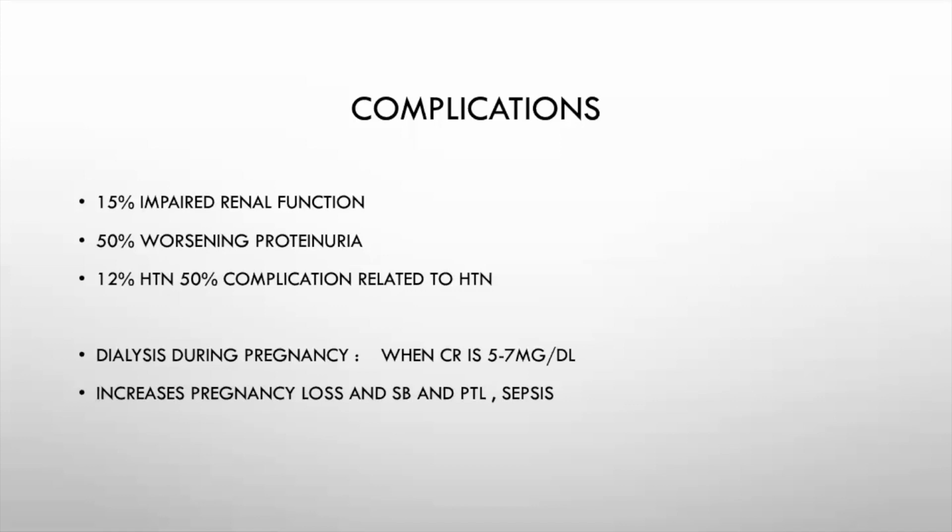Complications: usually 15% will have impaired renal function, 50% will have worsening proteinuria, and 12% will have hypertension, and 50% will have complications related to the hypertension. Dialysis during pregnancy is usually considered when the creatinine is 5 to 7 milligrams per deciliter. So in our units, if the creatinine is more than 500, then the patient will be a candidate for dialysis.